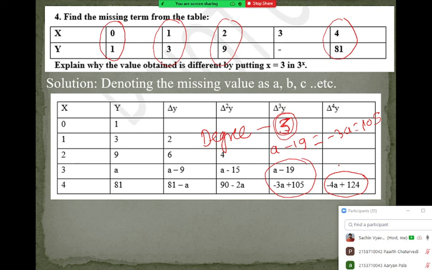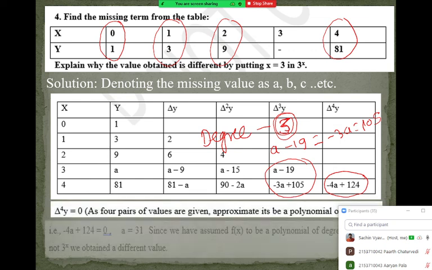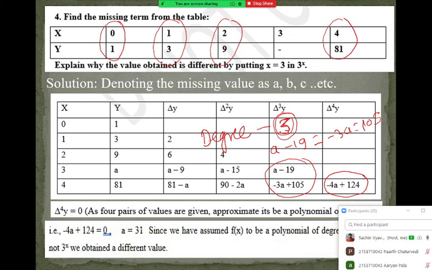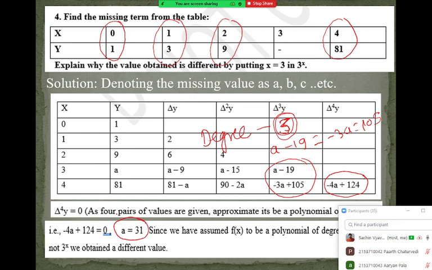Take the fourth difference as 0. So we are going to take the fourth difference, minus 4a plus 124, as 0, and you will observe the value is coming a equal to 31. a equal to 31 is the answer. Any doubt?